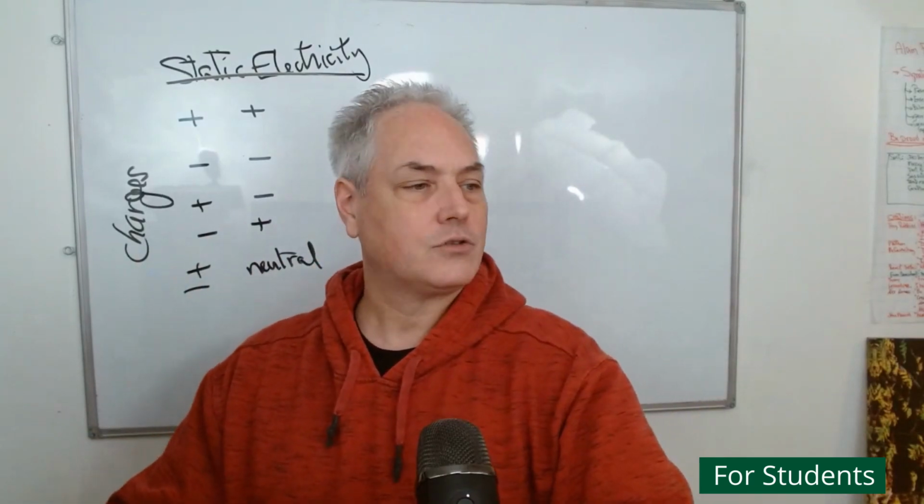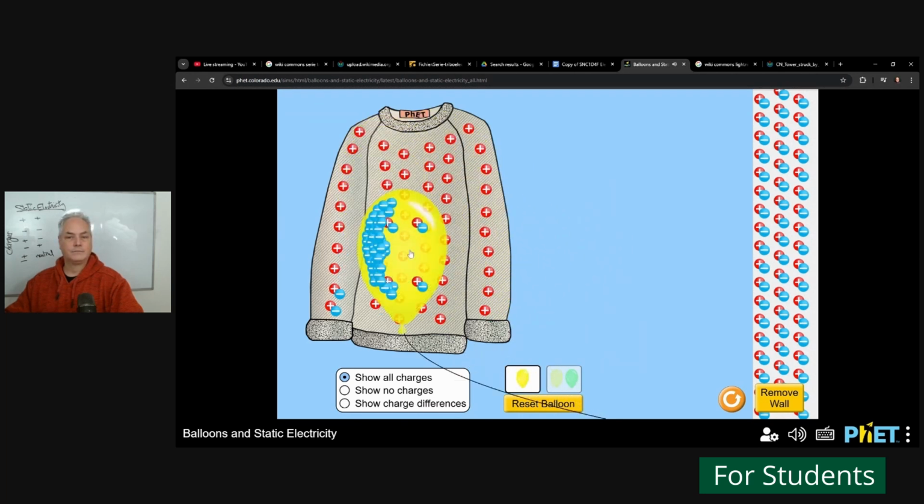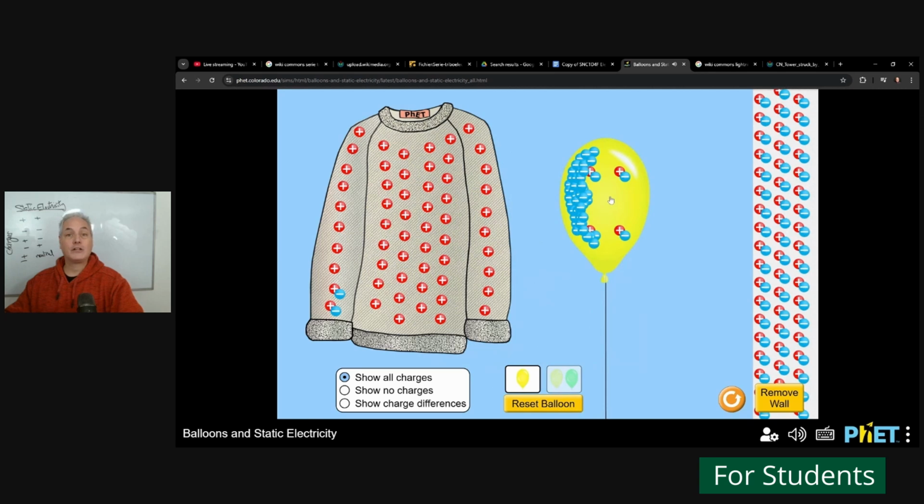So let's see. If I go back to my simulation, very nice. So we have the balloon here. We can charge an object by friction. If I rub the balloon on the sweater, like I mentioned earlier, rub the balloon on our hair, charges will move around like this.